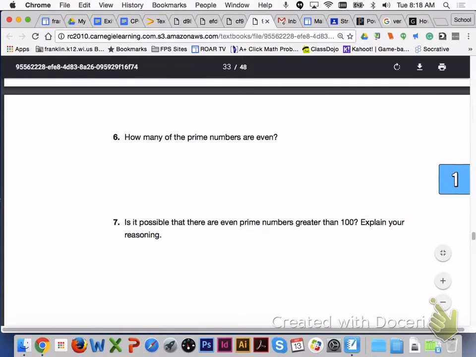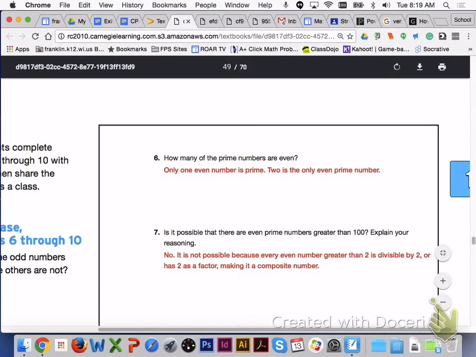If we turn to the top of page 33, I would like you to answer number 6 and number 7 with your group members. For number 6, only one even number is prime. 2 is going to be your only even prime number. For number 7, no, it is not possible because every even number greater than 2 is going to be divisible by 2, or has 2 as a factor, so that's going to make it a composite number.